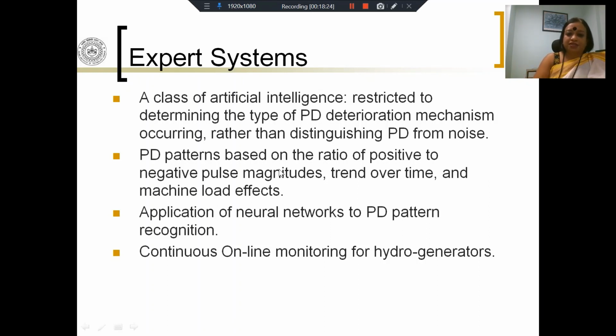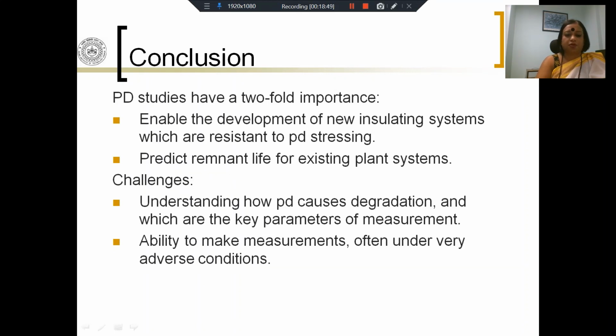So PD patterns based on all these techniques, ratio of positive to negative pulse magnitudes, trending over time, trends with machine load, etc. are analyzed. And then after you have all this information, apply tools like neural networks or wavelets to PD pattern recognition. You might want to do even continuous online monitoring so that whenever there is a change in the trend, you know something is wrong.